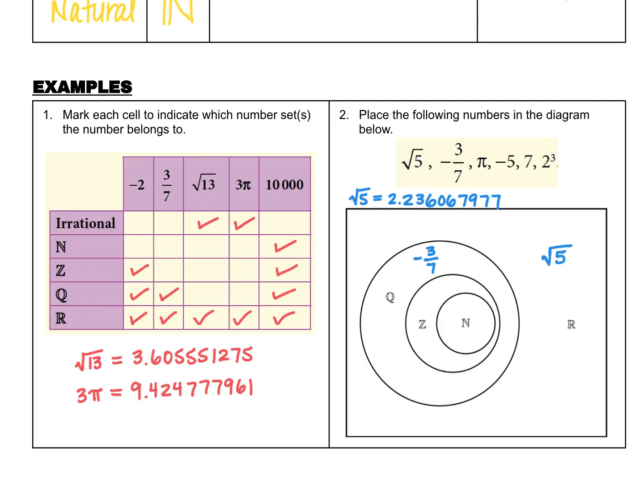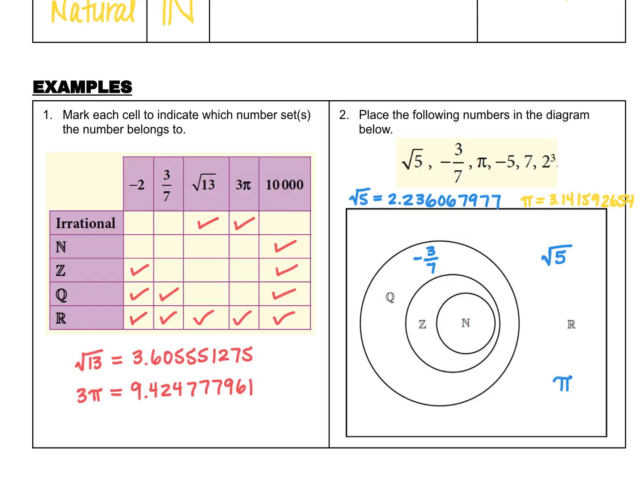All right, the next one that we have is pi, and we know that pi in its raw form, remember we're talking about the raw form, pi is going to be equal to, let me write this one in a different color. Pi is equal to 3.141592654. So it's no clear pattern. So I know that pi has to go inside of the real box only.